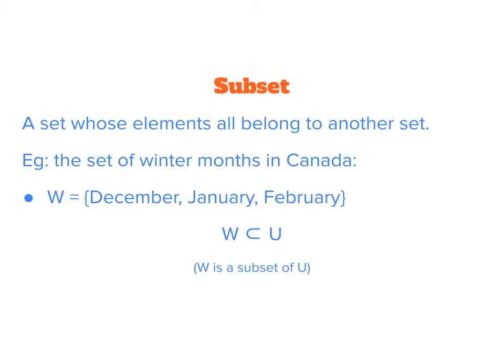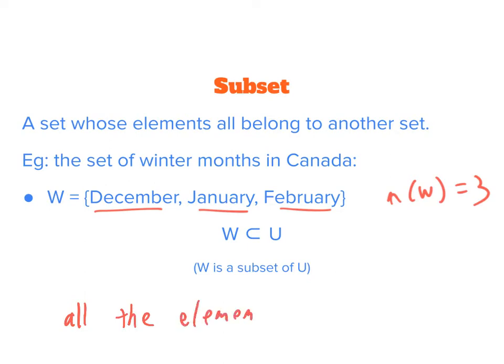A subset is a set whose elements all belong to another set. So here I've defined the set of winter months in Canada. So December, January, February. The number of winter months in Canada is 3. You'll note that there are 3 elements in this set. And if we think back to the universal set, W contains December, January, February. So W is a subset of U. So this means that all the elements in W are also in U.